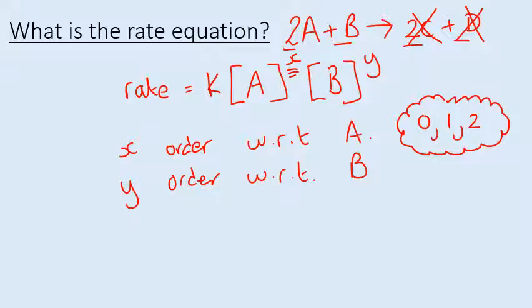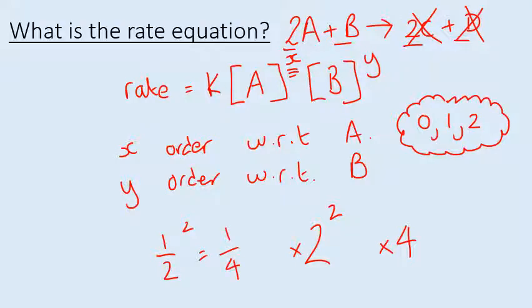If it's first order, then it's directly proportional. If you double A, you would double the rate. If you halved A, you would halve the rate. Likewise, if Y was 1, it would be first order with respect to B. If you trebled the concentration of B, you'd treble the rate. If you quartered the concentration of B, you'd quarter the rate. So that's if it was first order. If it's second order, you can kind of see where we're going with this. If you doubled the concentration, the rate would go up by 4 because it would be 2 squared. If you halved the concentration, then you would quarter the rate.